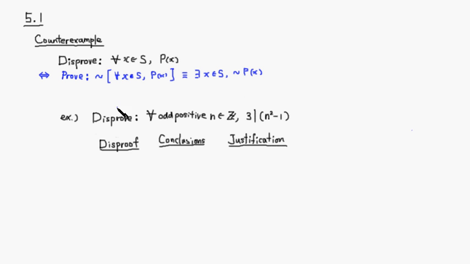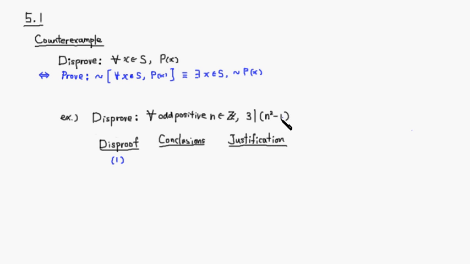So let's look at an example. All right, so we need to disprove: for all odd positive integers n, 3 divides n squared minus 1. All right, so let's try to disprove that. First, let's try to come up with a counterexample. Odd positive integer, so let's try 1.